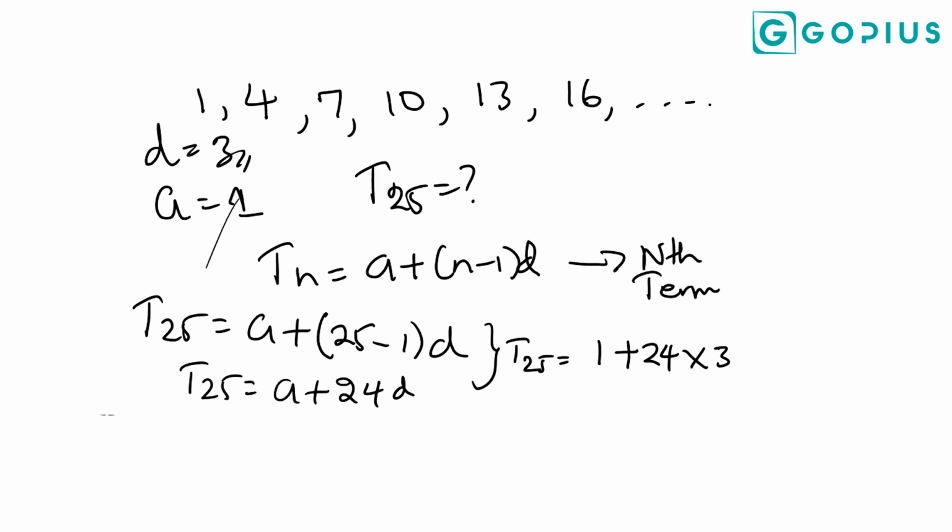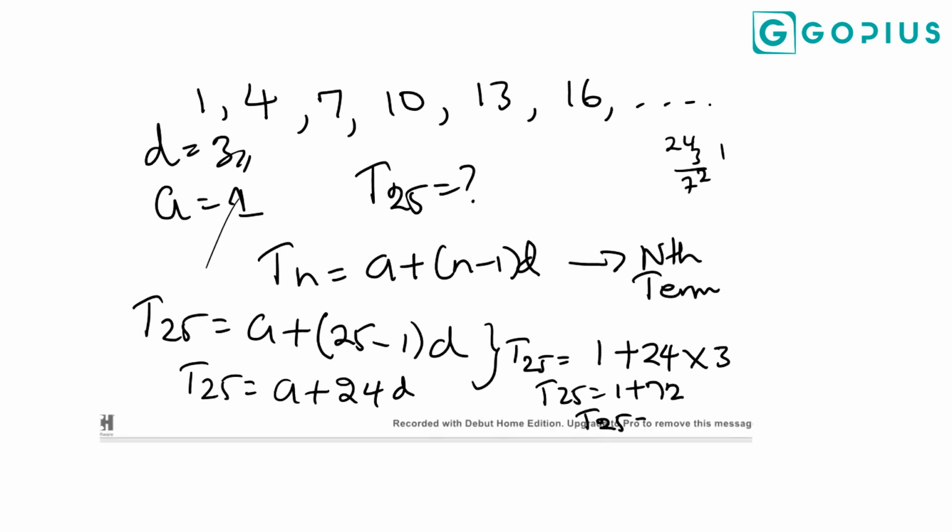If you multiply 24 times 3, 3 times 4 is 12, carry 1, then 6, 7, that gives us 72. So our 25th term is 1 plus 72. That means our 25th term is actually the number 73. Alright, that is what we mean by the nth term of an AP.